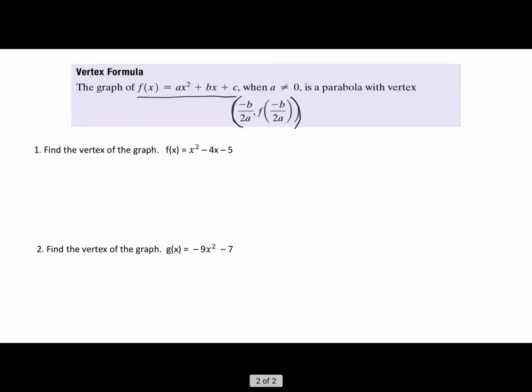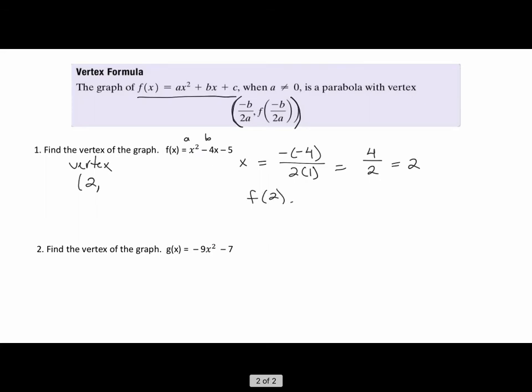Example 1, we can identify that b is negative 4 and a is 1, so that the x coordinate is negative of negative 4 over 2 times a. And so that's positive 4 over 2, which is 2. So we know that the vertex of this graph is going to have 2 for x. Now we just need to find y.